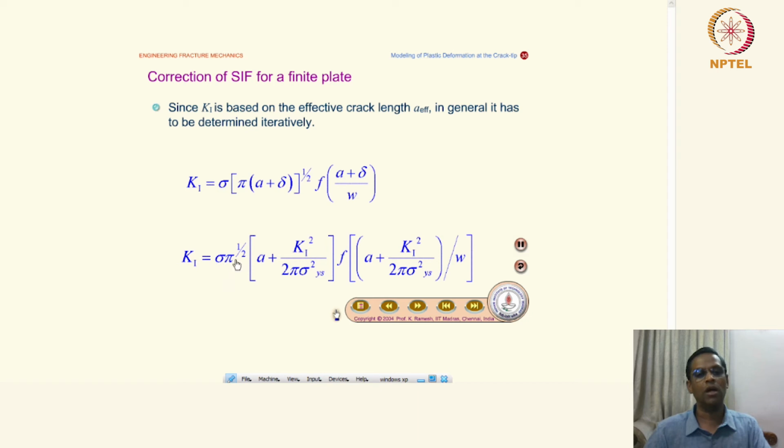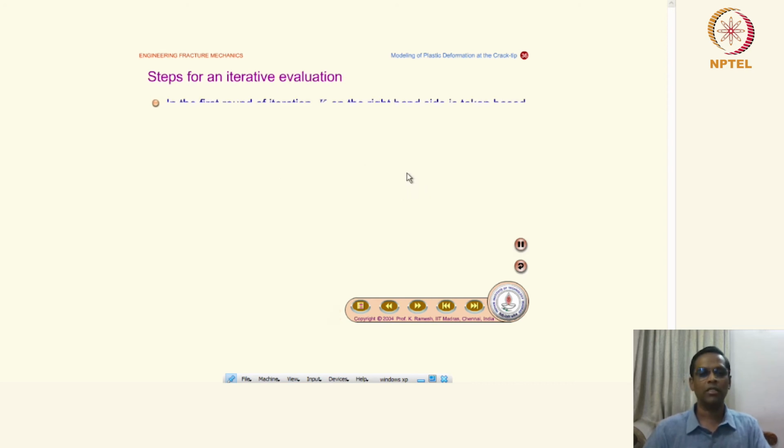K1 is equal to sigma pi to the power half into (a plus K1 square divided by 2 pi sigma ys square) into f as a function of (a plus delta) by W, where we have this expression for delta: K1 square divided by 2 pi sigma ys square, divided by W. So this completes the stress intensity factor for a finite plate. We will solve some numerical examples later. Then you will get the impression of the influence of the plastic zone on the stress intensity factor.